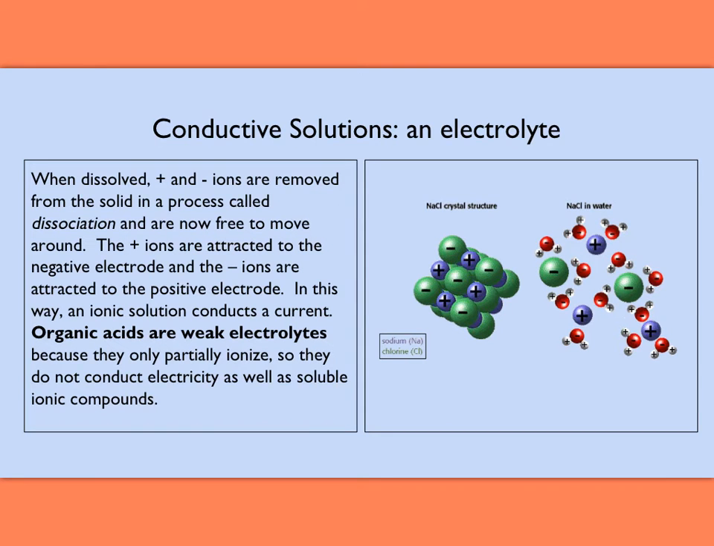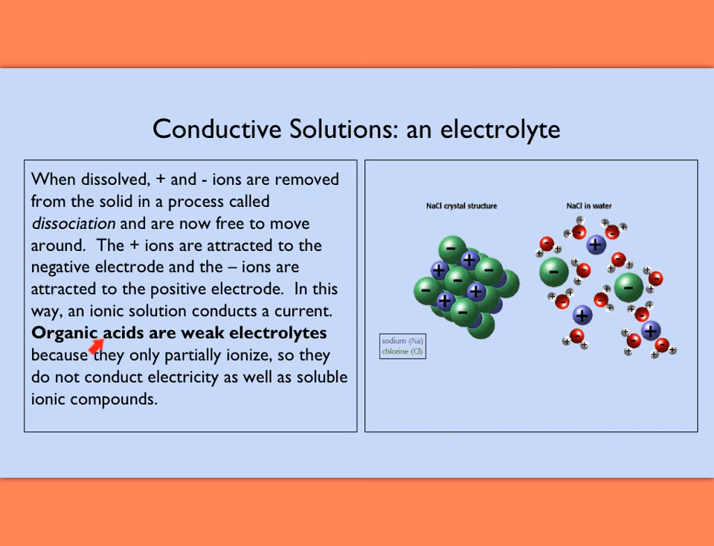When dissolving a substance, the resulting solution will be conductive if the solution contains ions, and we call that solution an electrolyte. So when dissolved, positive and negative ions are removed from a solid in a process called dissociation and are now free to move around. You'll see here a picture of an ionic compound breaking apart into ions, and those ions are now free to move. The positive ions are attracted to a negative electrode, and the negative ions are attracted to a positive electrode. So in this way, ionic solutions definitely conduct current. Anytime you have positive and negative charges that can move, that's a conductive solution.